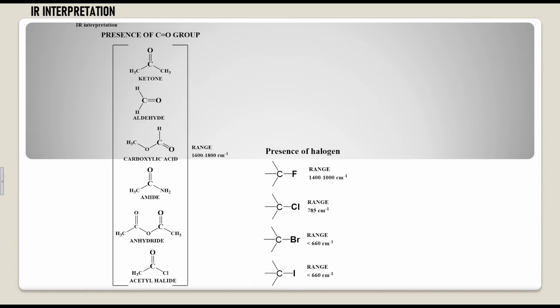Finally, presence of carbonyl group. If there is a carbonyl group in the compound, you have to get the peak from 1600 to 1800 centimeter inverse. With presence of halogen, you can expect the peaks in the fingerprint region. If it is fluorine, 1400 to 1000. If it is chlorine, 785. Bromine and iodine, you can expect nearby 660 centimeter inverse.